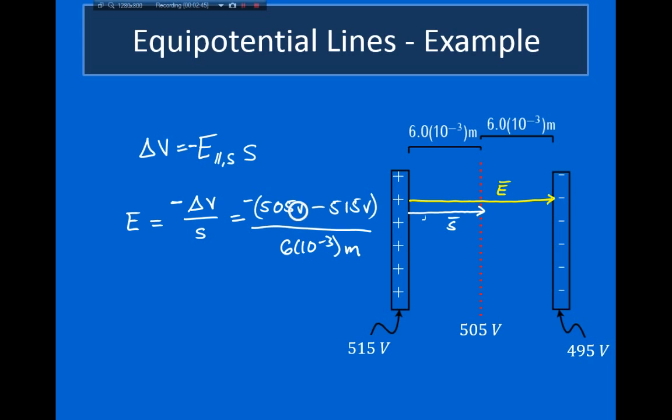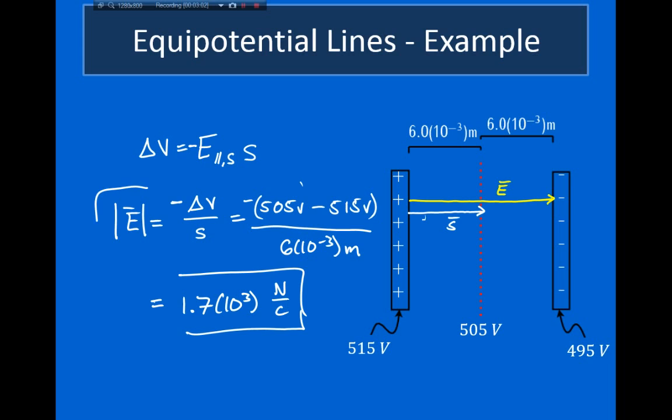And so we can see this negative sign is very important because it's going to make this number in the numerator positive. So if I calculate this, so this is the magnitude of my electric field, I get the number of 1.7 times 10 to the third newtons per coulomb. So that's the strength of the electric field between these two plates.